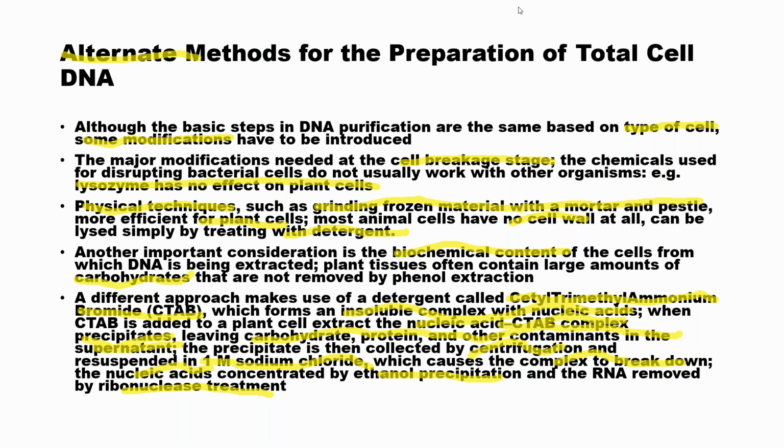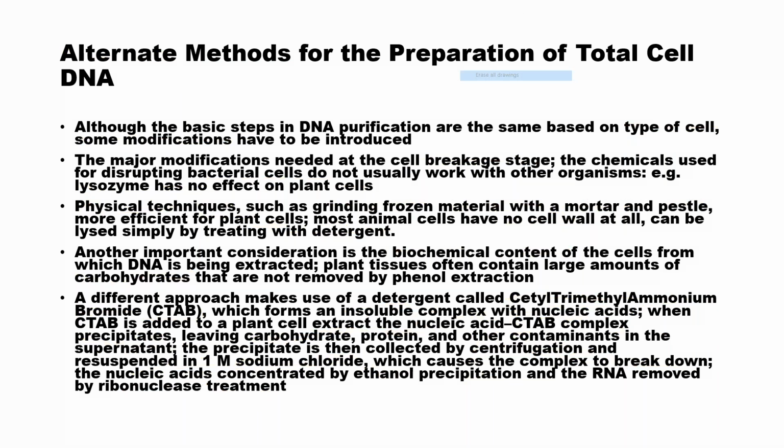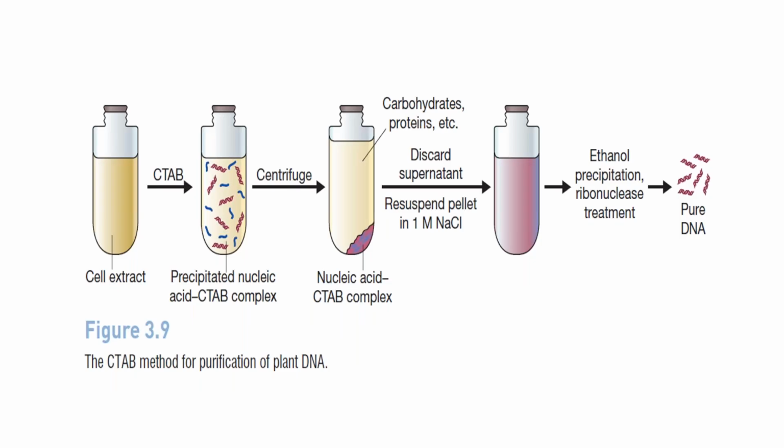Clear? What is happening? So I can explain it with a picture. Fine. So this is the picture of the CTAB method for purification of plant DNA. You can see here what is happening. The first step is the cell extract, which means extract from the cell, which consists of DNA, RNA, proteins, and carbohydrates.